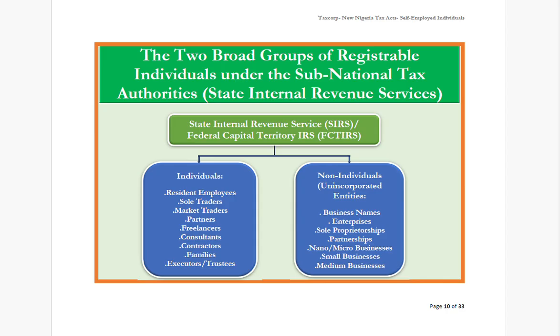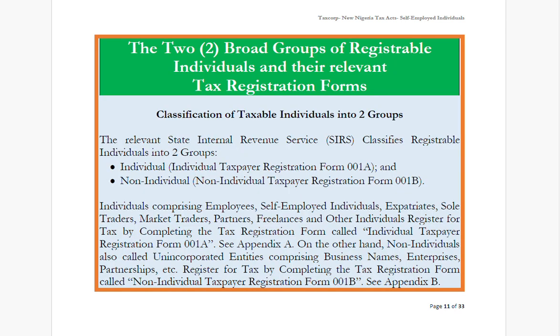Now, the two broad groups of registrable individuals under the subnational tax authority, like we said before, is that either you are an individual or you are a non-individual. Individuals include resident employees, sole traders, market traders, partners, freelancers, consultants, contractors, families, executors, trustees. So if you are any of these, you are under the individual category. Then for the non-individual category, which is also unincorporated entities, the taxable persons include business names, enterprises, sole proprietorships, partnerships, nano businesses, micro businesses, small businesses, medium businesses.